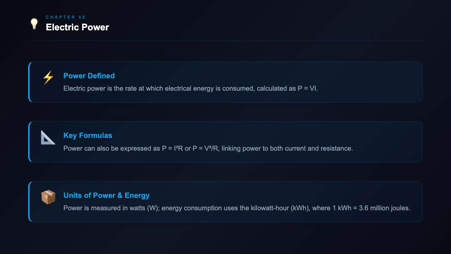1 watt is the power consumed when 1 ampere flows at 1 volt. Larger units include the kilowatt, which is 1,000 watts. The kilowatt hour is a unit of energy consumption equal to 3.6 million joules. Electric power is related to energy and resistance in a circuit. The key formulas are power equals VI, energy equals power times time, and resistance equals voltage over current.